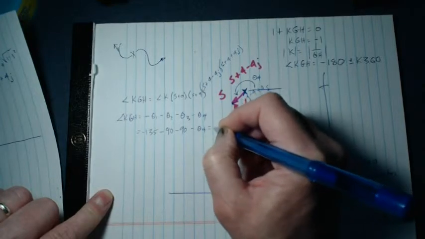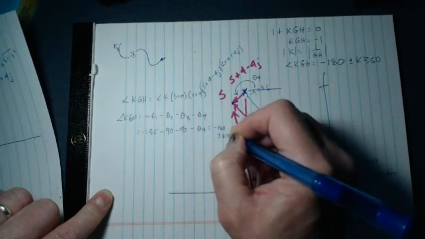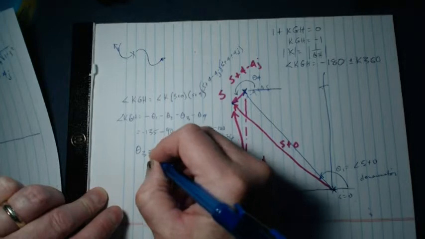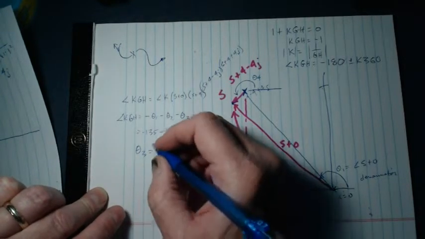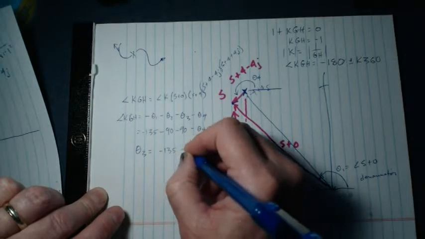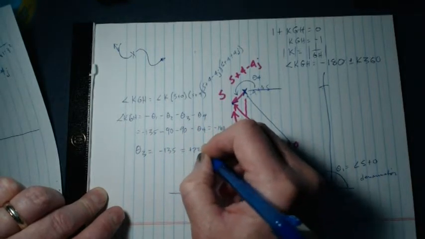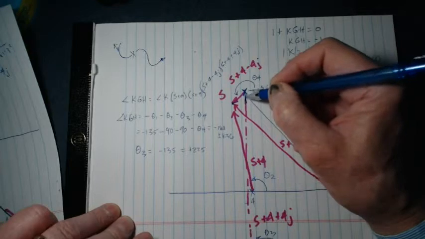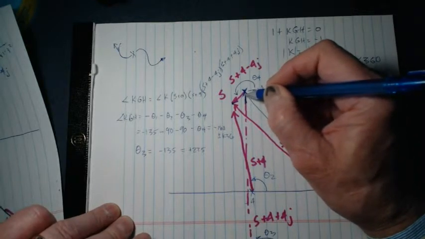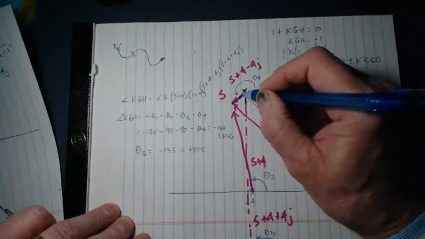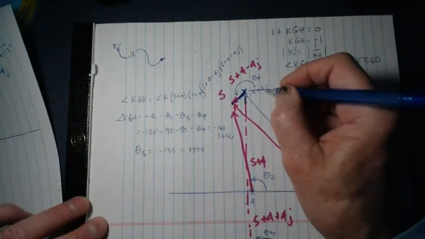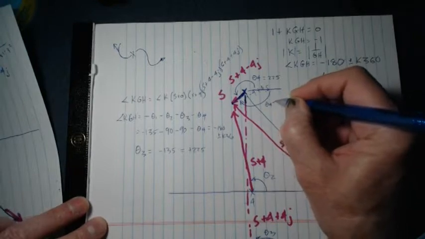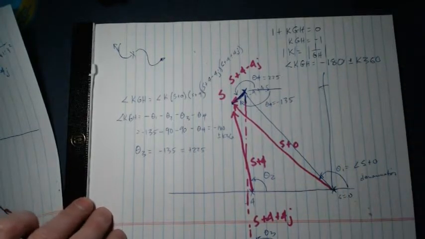But I don't know what theta 4 is, but I know this has to be minus 180 plus or minus k360. Once I plug in here, this gives me that theta 3 is going to be minus 135 degrees or plus 225 degrees. So minus 135 degrees, so this is minus 90. I kind of, by accident, just drew this in the right spot. This is theta 4 equal to 225, or theta 4 equals minus 135. Either way you can look at it.